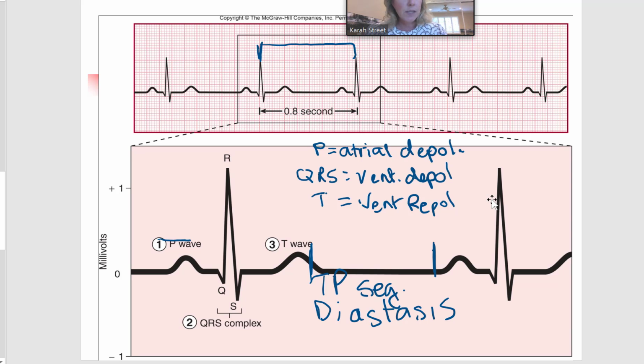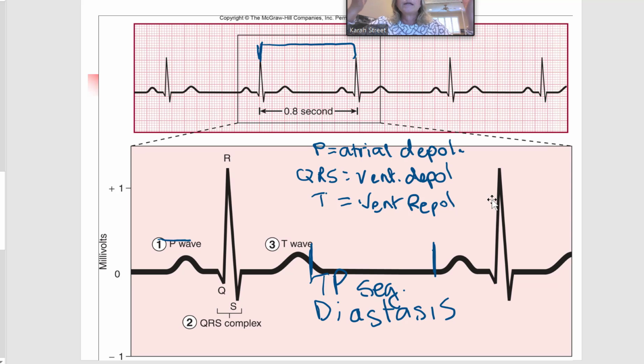This is diastasis. No specialized cells are firing. No action potential is happening. Everything is relaxed. Blood returns from the pulmonary circuit into the left atrium. Blood returns from the systemic circuit into the right atrium. So blood is returning to the atria, but from different places.